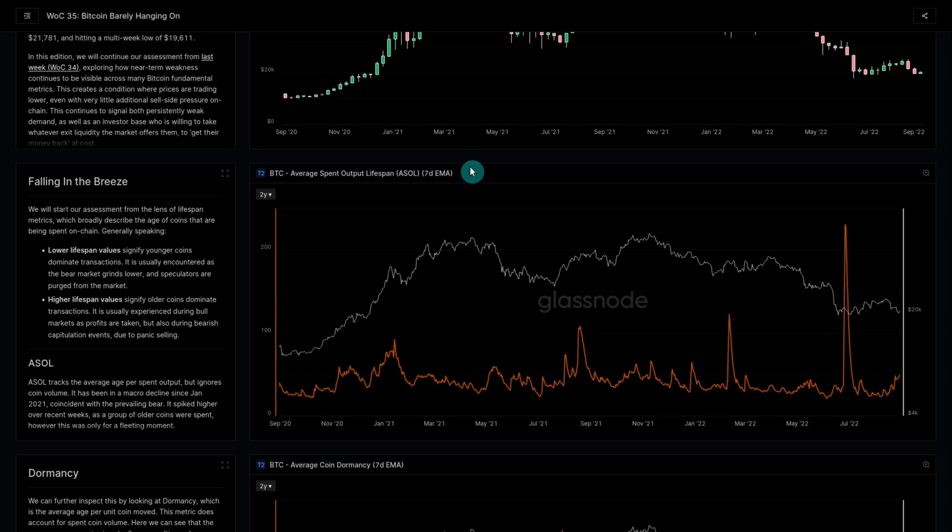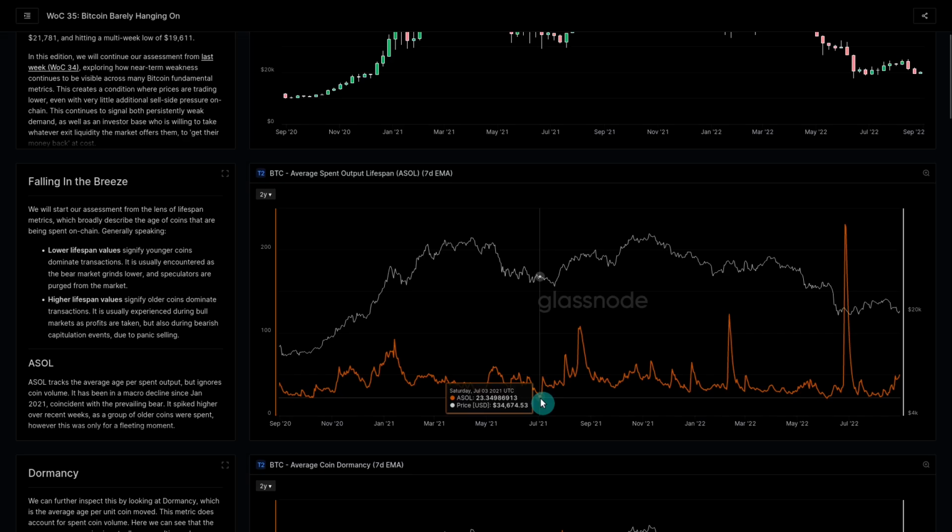So when we look at the average spent output lifespan, we don't care about the volume of BTC that was moving. All we care about is how long it has been since those outputs were created. Now, this is a very basic model when we look at lifespan. Higher values typically suggest that older coins are on the move, and lower values suggest that younger coins are on the move on average. Now, remember, this particular metric doesn't care about coin volume. We don't care about BTC volume here. So moving 1,000 BTC that's 5 years old has the exact same weight as moving 0.001 BTC that is 5 years old.